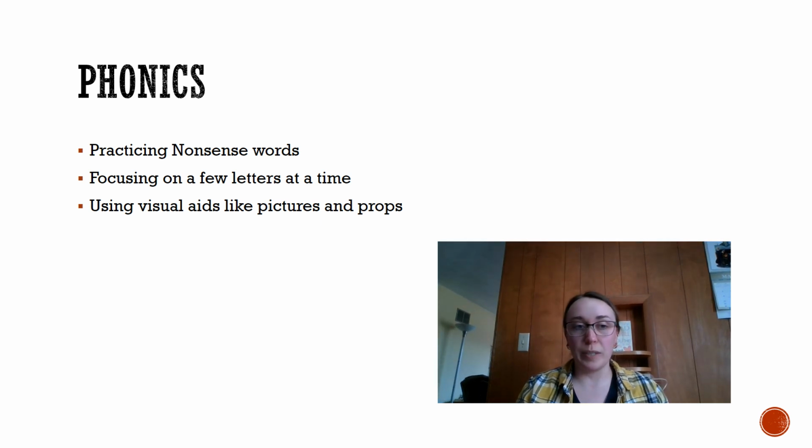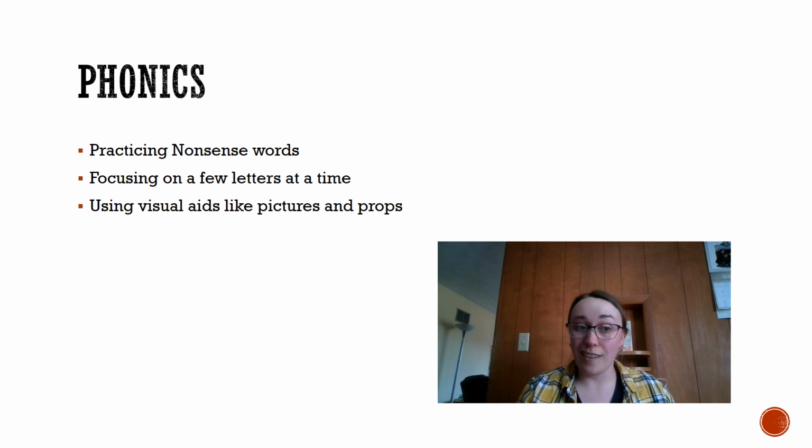Okay, three strategies that we can use. The first strategy that I have listed is practicing nonsense words. This can be a great strategy, and it's very common to do with students, especially when they're learning their phonics and their letters. It just allows them to practice sounds because you wouldn't normally see them. So it really makes them think about the sounds and about every letter of the alphabet.